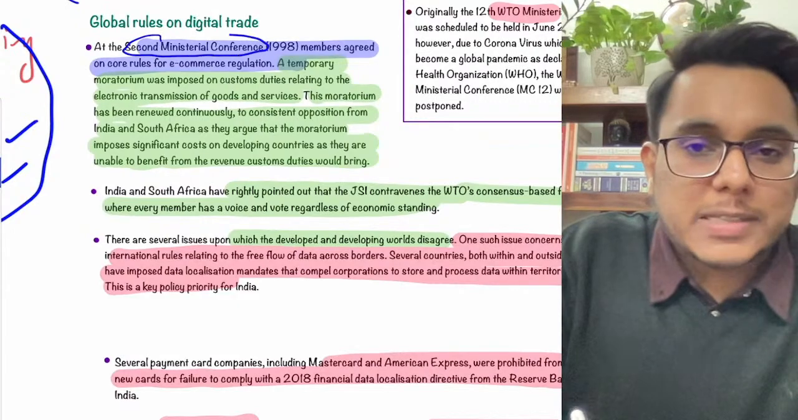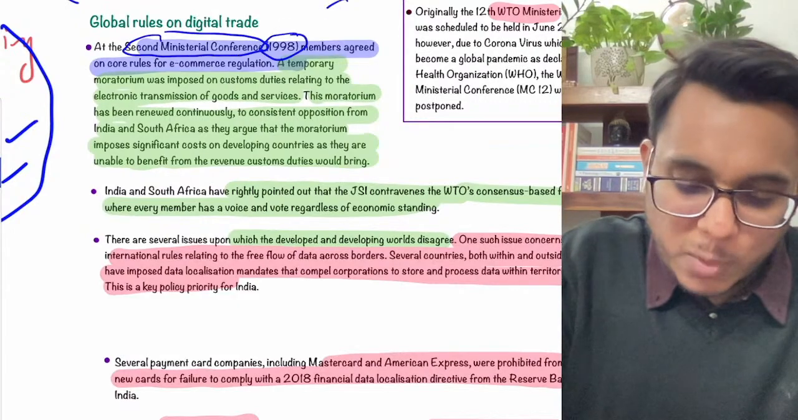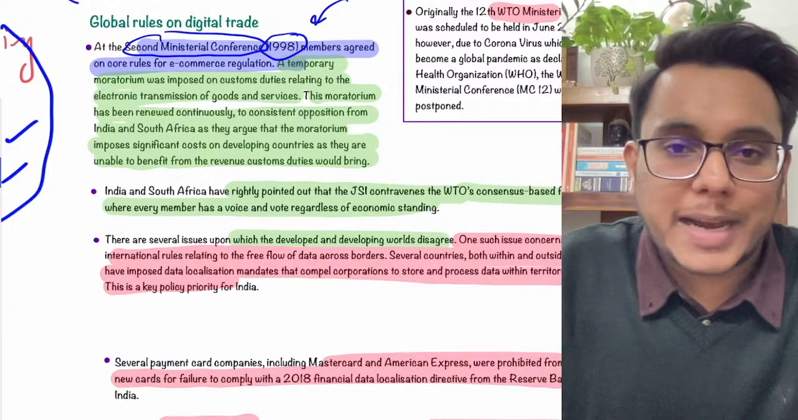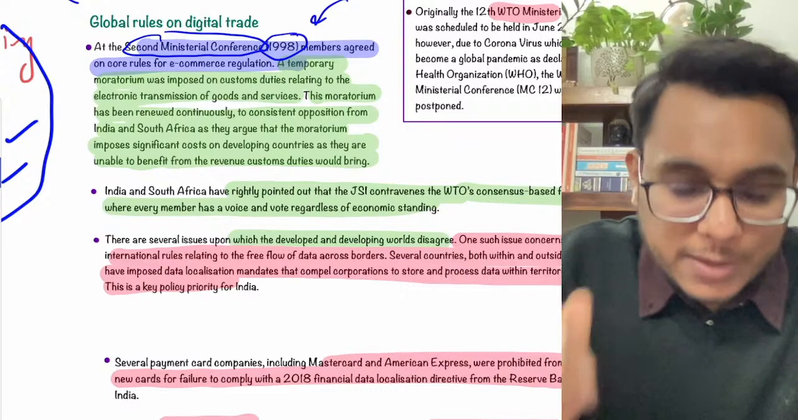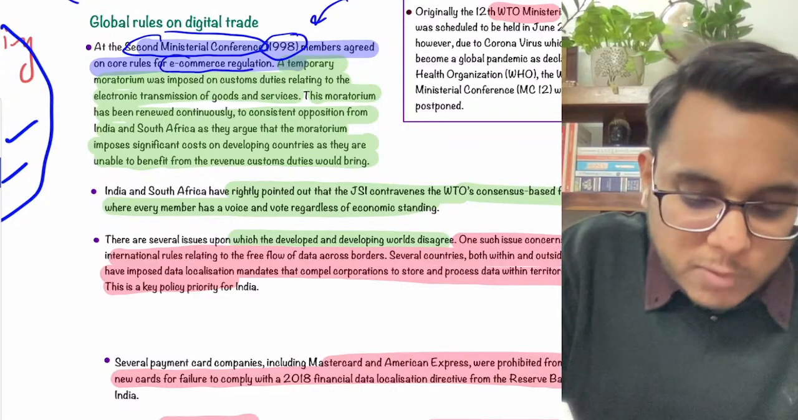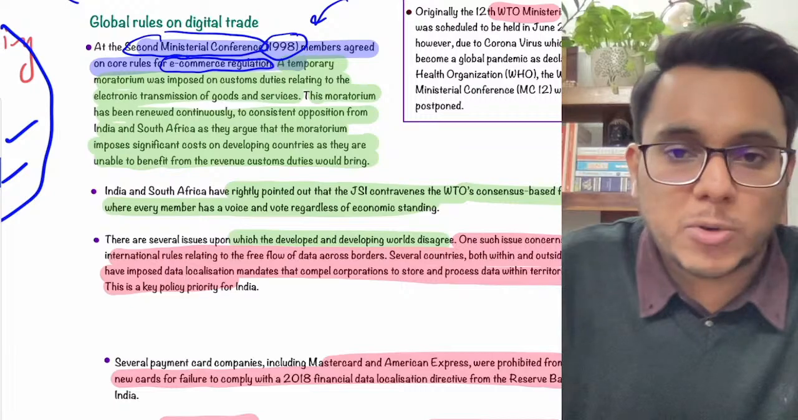Second ministerial conference that happened in 1992. The story starts from here. Second ministerial conference, it happened in 1998. Sorry, it happened in 1998. Here, for the first time, e-commerce regulation was discussed. Okay, first time e-commerce regulation was discussed.